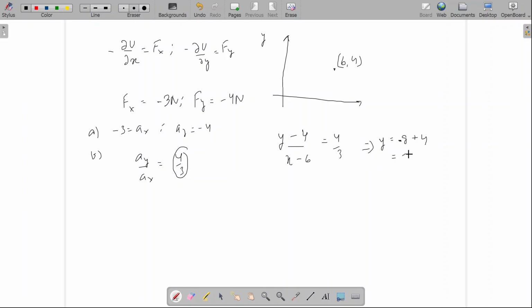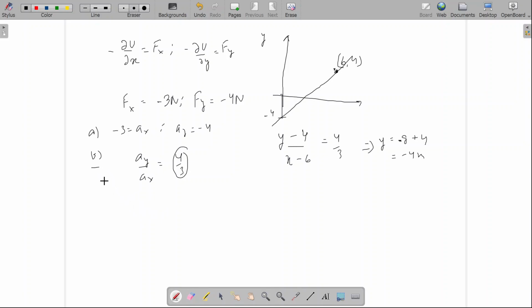So this would come out to be minus 4. So that means the particle would cross the y-axis somewhere here at some minus 4 coordinate. So what would be the speed of the particle at that point?